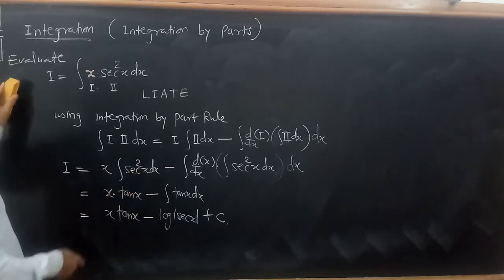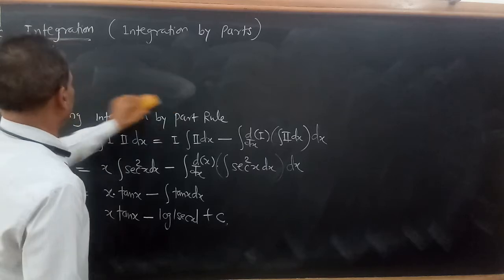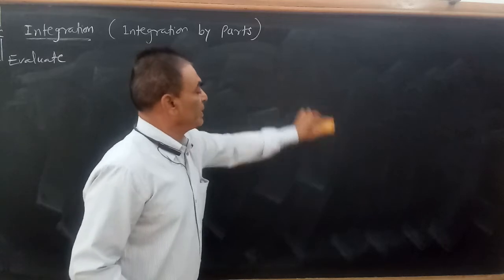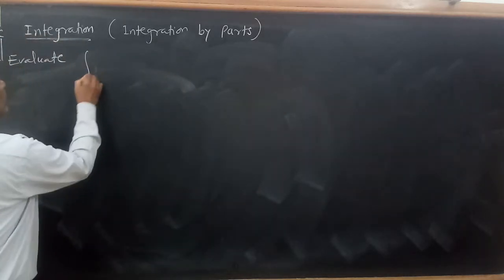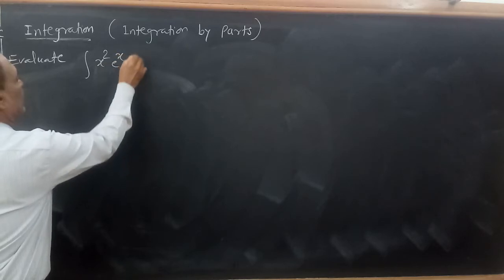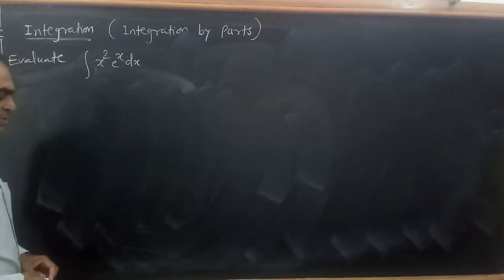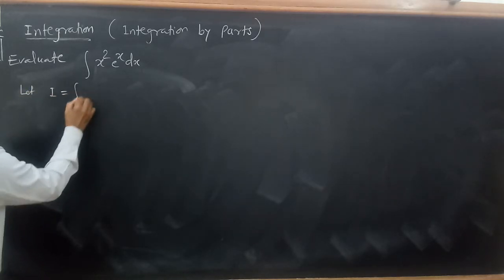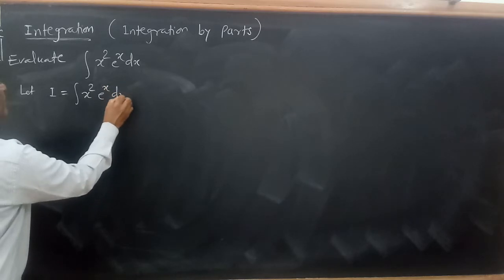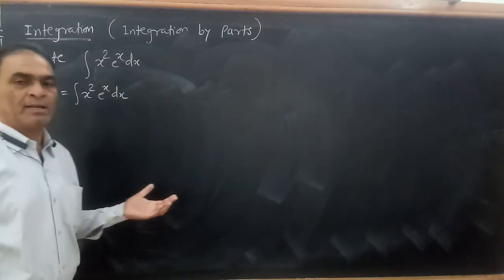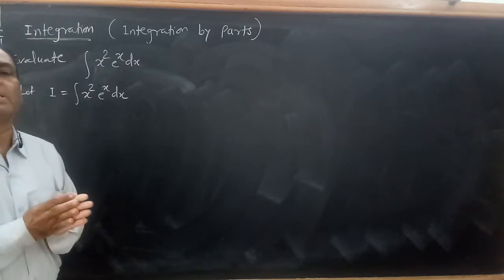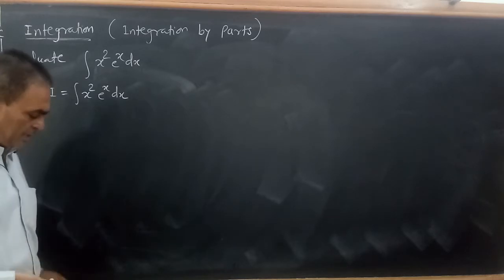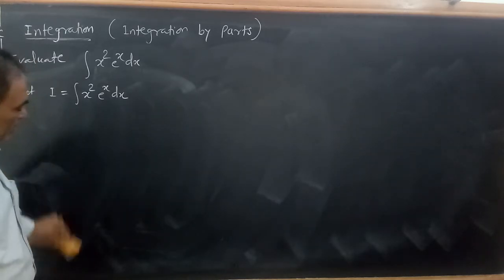Okay, then one more question for practice. Evaluate integration of x square e raised to x dx. First of all, let I equal to integration of x square e raised to x into dx, and select which is the first function and which is the second function. You can select properly by using the order of letters LIATE.